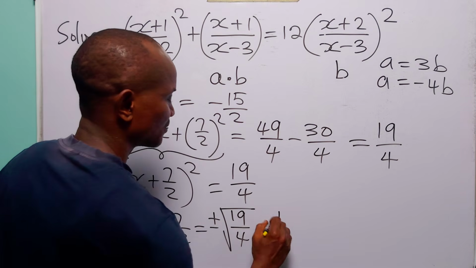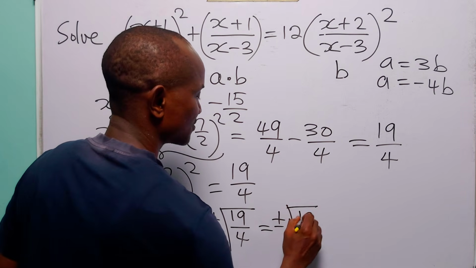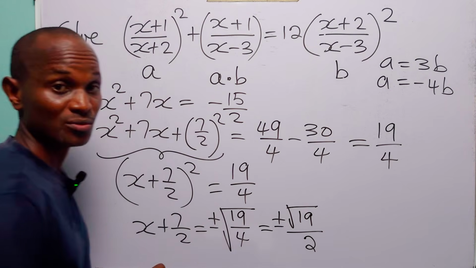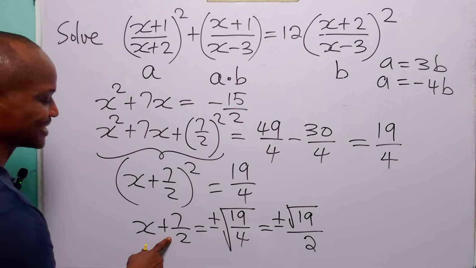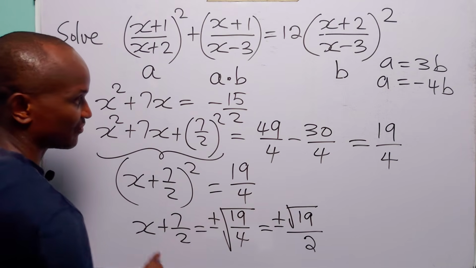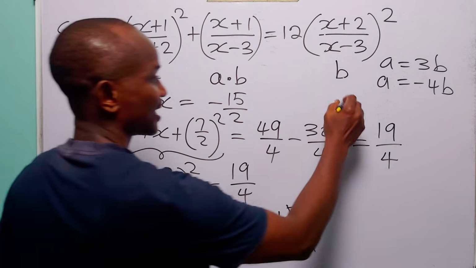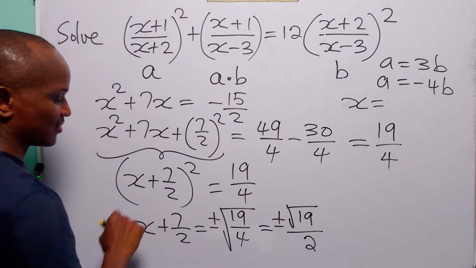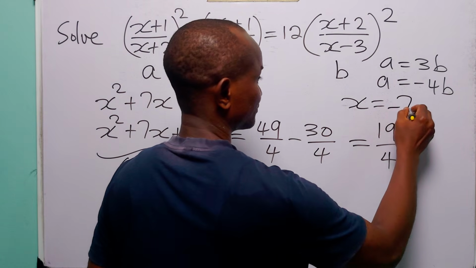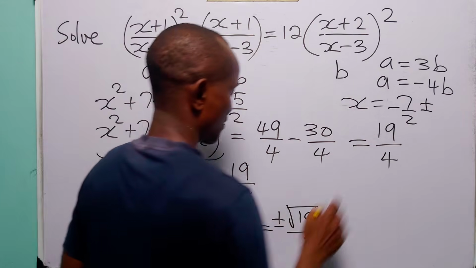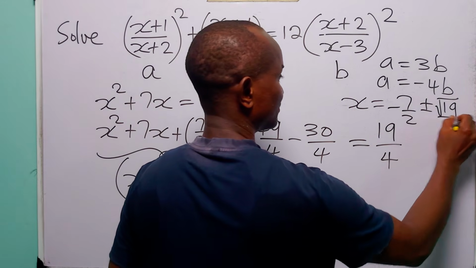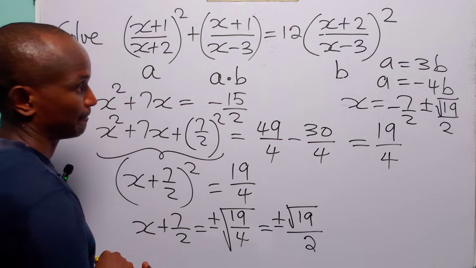Now, this is equal to plus or minus the square root of 19 divided by the square root of 4, which is equal to 2. Subtracting 7 over 2 from both sides of this equation, we have that x is equal to minus 7 over 2 plus or minus root 19 over 2.